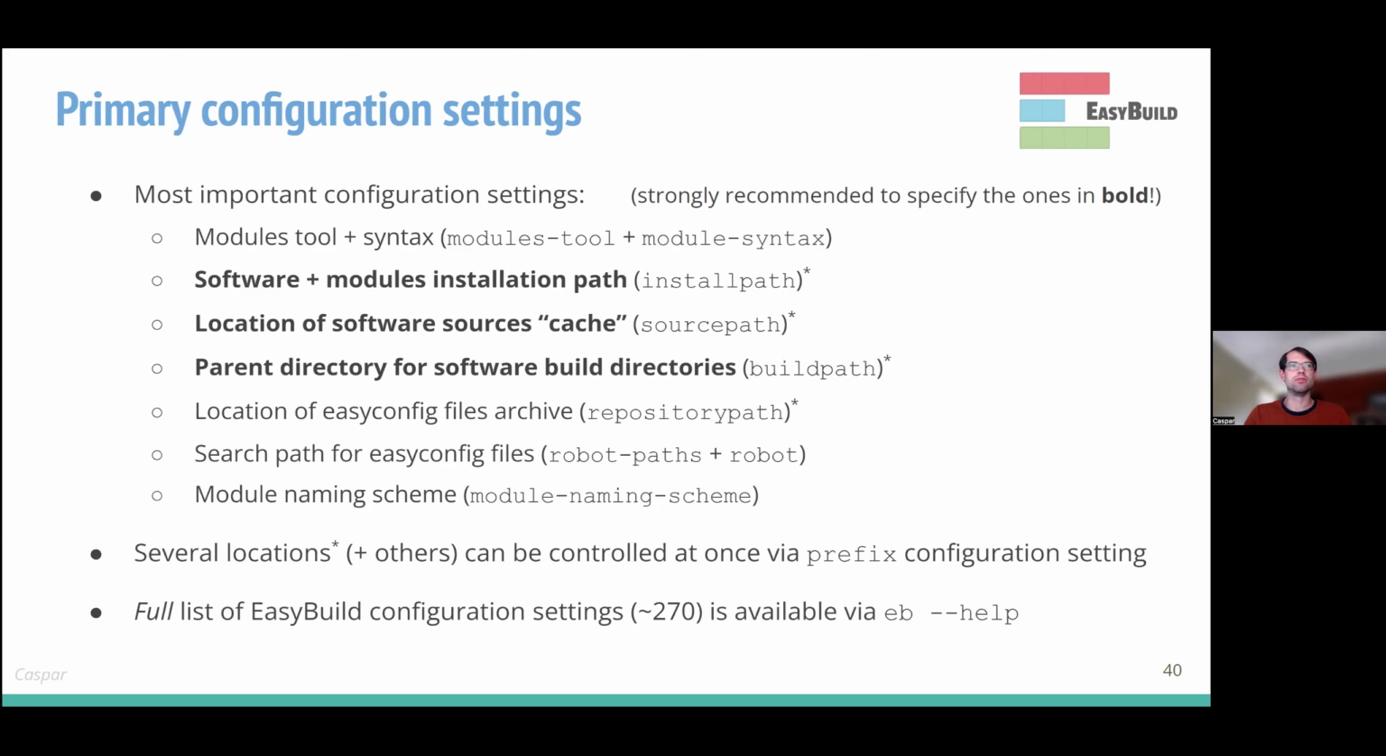You can view the full list of EasyBuild configuration settings through the eb --help option that we just watched, but as I showed, it's a lot, right? So there's a lot of configuration settings. You definitely don't need to change all of the defaults, right? For a lot of these things, the defaults are just fine.